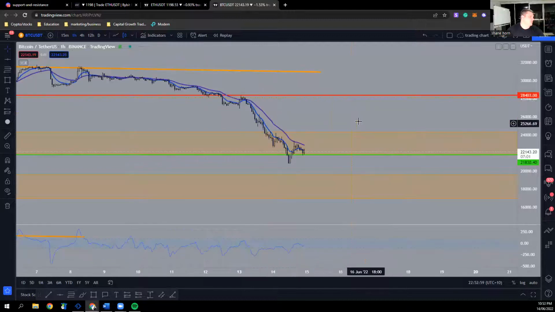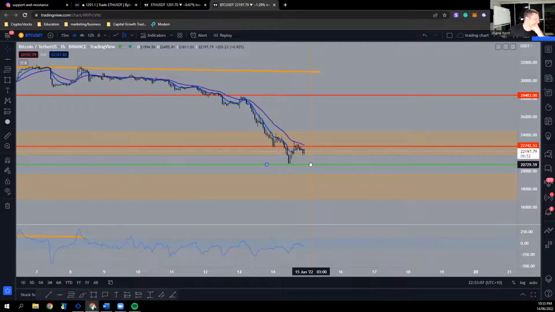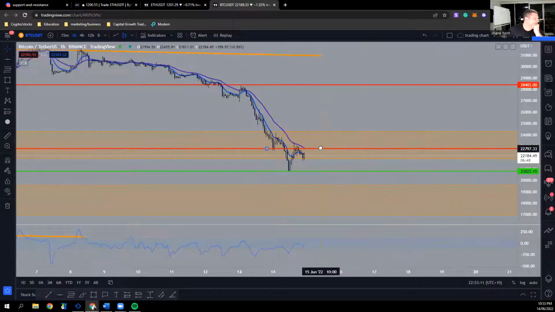Now what I want to do is jump down to the 1 hour. I'm looking at a resistance area here, so I'm going to put that red. I'm going to sharpen this up a little bit. I'm just going to put that there. And now we've got a range.